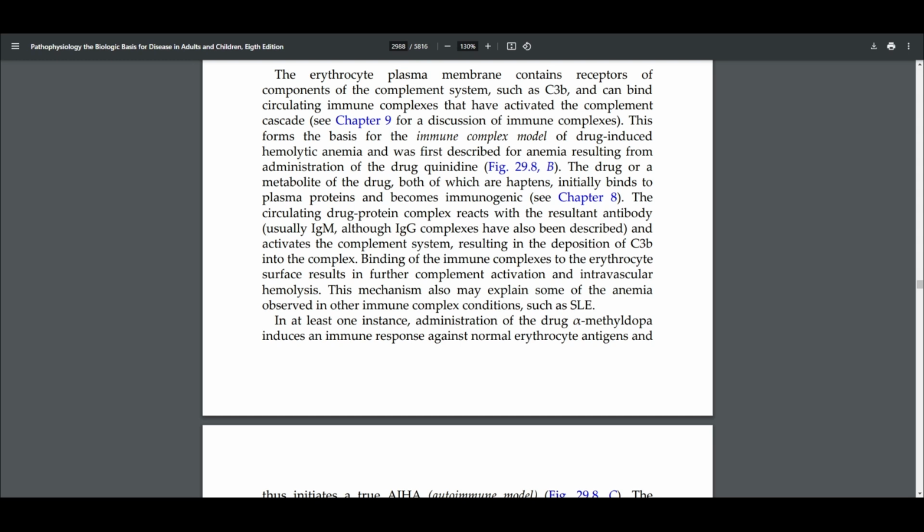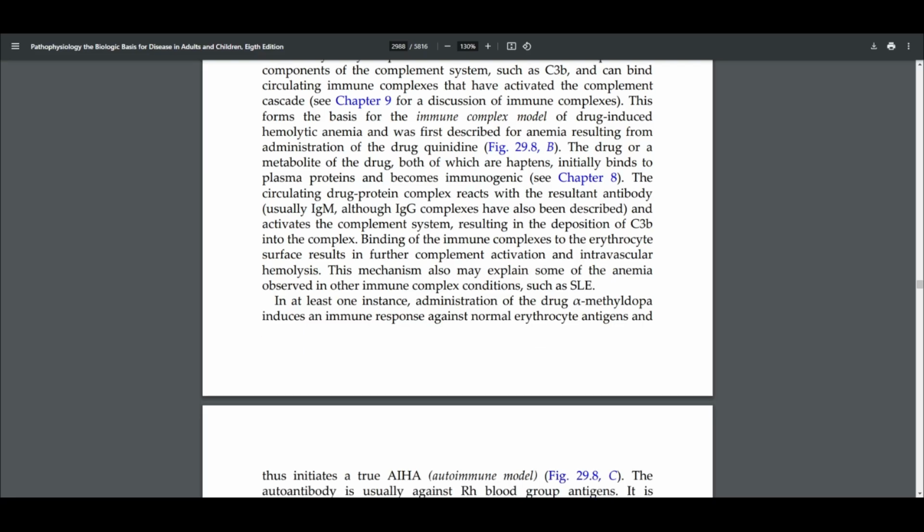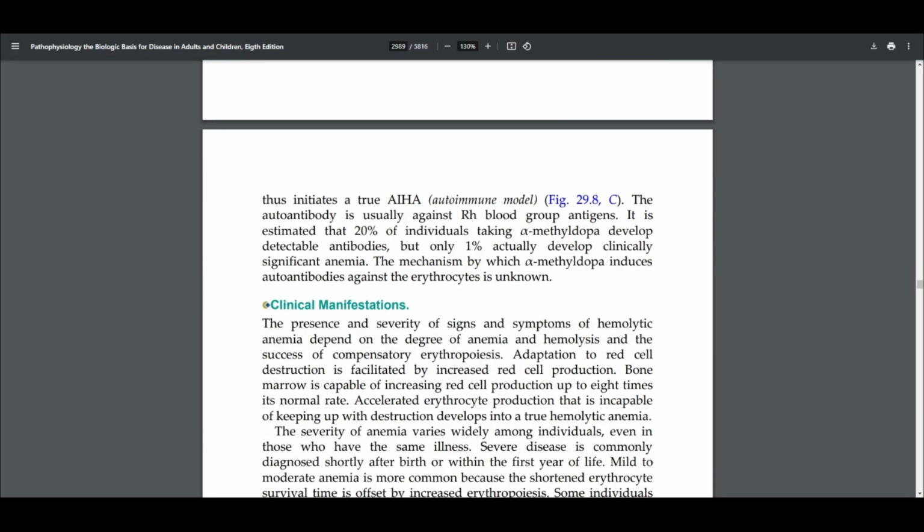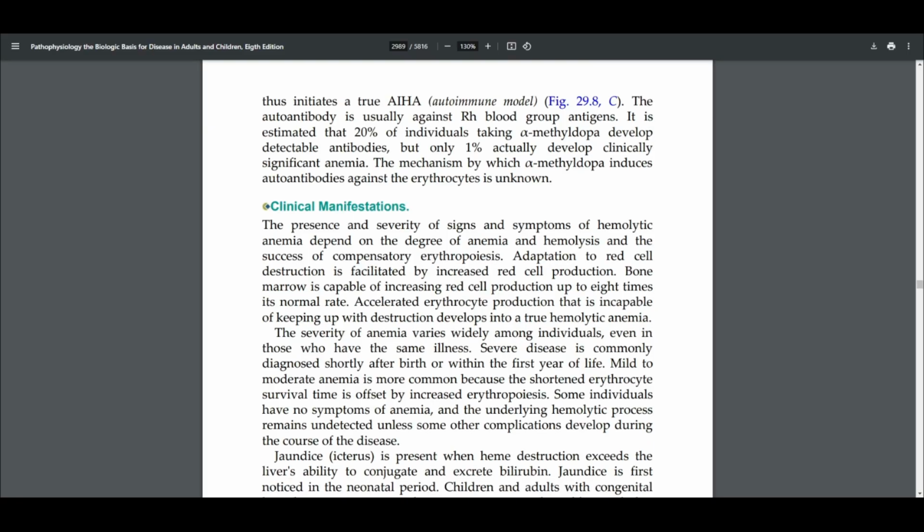In at least one instance, administration of the drug alpha-methyldopa induces an immune response against normal erythrocyte antigens and thus initiates a true AIHA. The autoantibody is usually against Rh blood group antigens. It is estimated that about 20% of individuals taking alpha-methyldopa develop detectable antibodies, but only 1% actually develop clinically significant anemia. The mechanism by which alpha-methyldopa induces autoantibodies against the erythrocytes is still unknown.